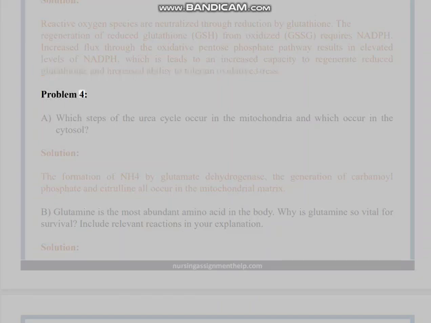Problem 4. A. Which steps of the urea cycle occur in the mitochondria and which occur in the cytosol? Solution: the formation of NH4 by glutamate dehydrogenase, the generation of carbamoyl phosphate and citrulline all occur in the mitochondrial matrix.